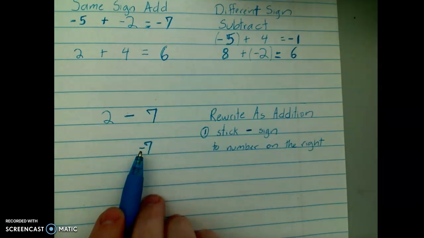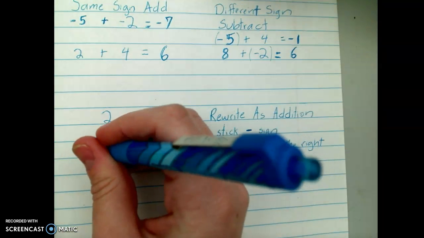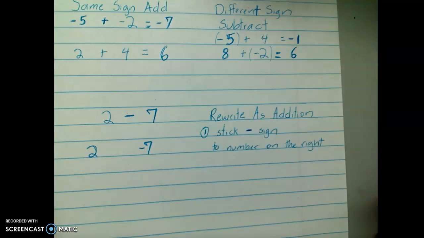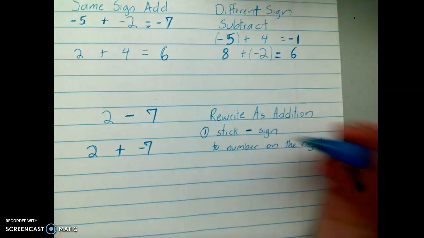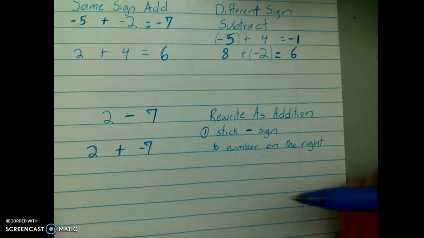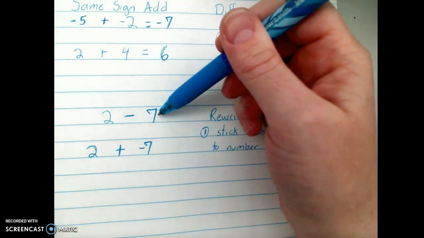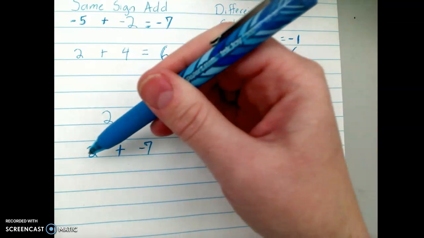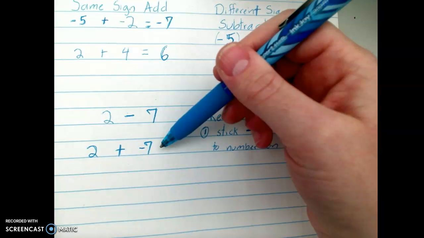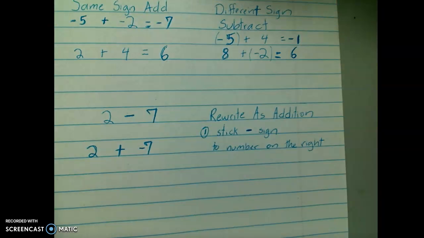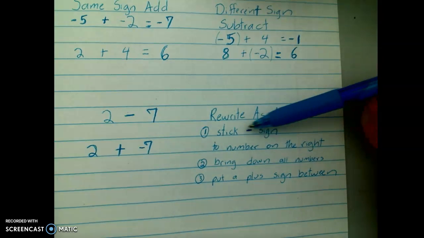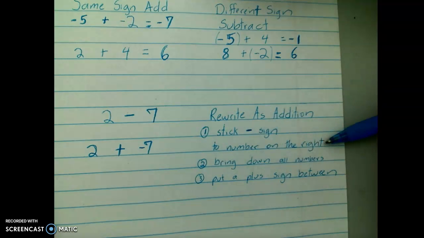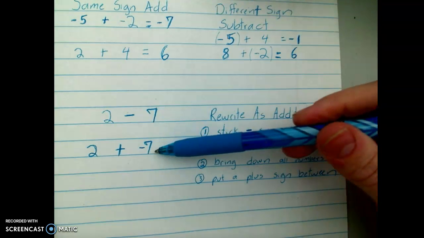Okay? So if I stick the negative to the 7, I can bring down the 2, and put a plus sign between them. So what we're saying is 2 minus 7 is the same thing as 2 plus a negative 7. Let's write those words down. Okay, so here it is written down in words. We already stuck the negative sign to the number on the right and made it negative 7.